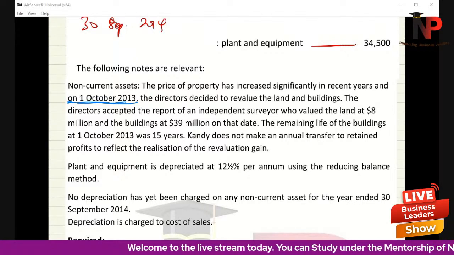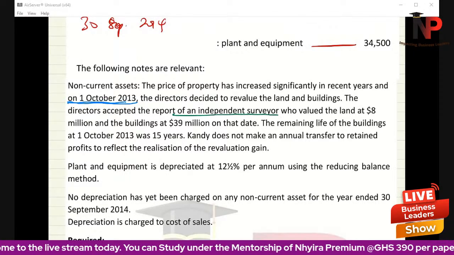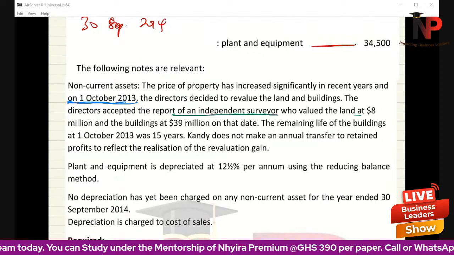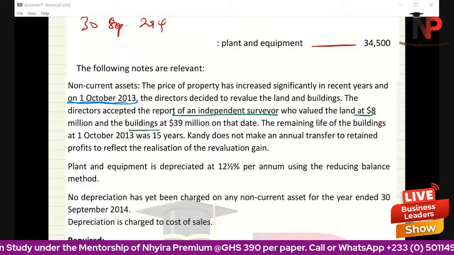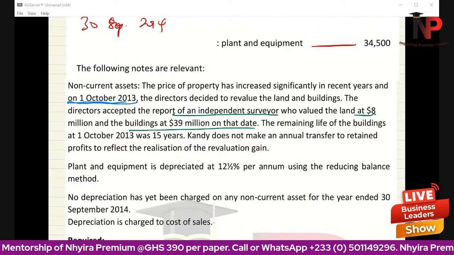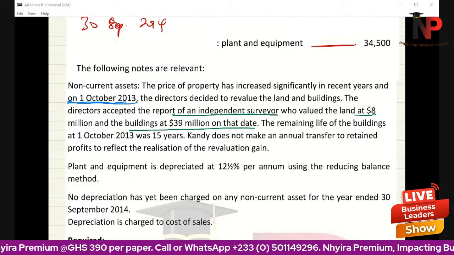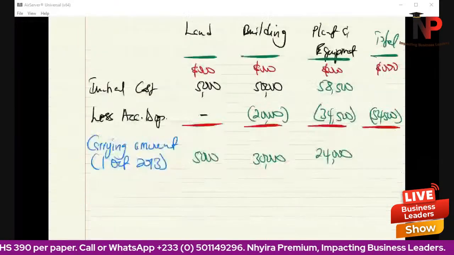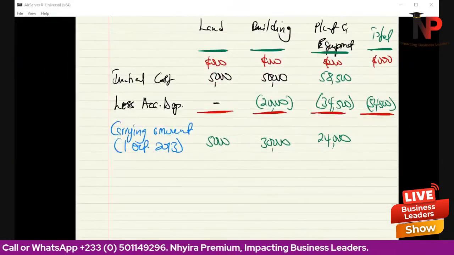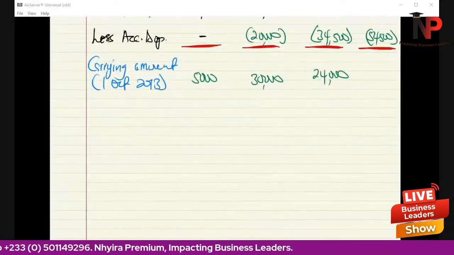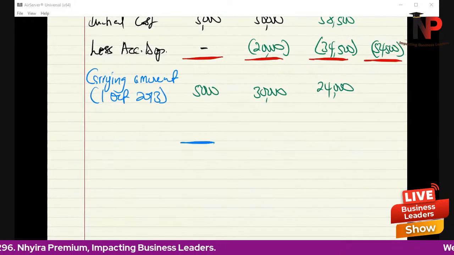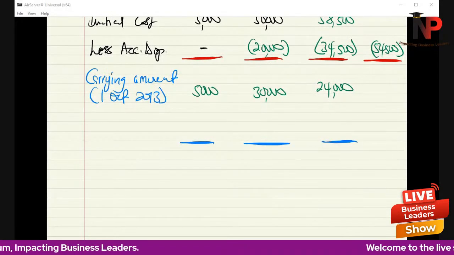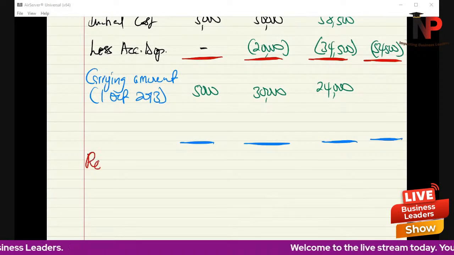The directors accepted the report of an independent surveyor who valued the land at 8 million and the building at 39 million on that date. Again, I'm not going to jump to read anything. I'm just going to put in my figures here. So we're going to close it up like this and bring in the revalued amount on the same date.